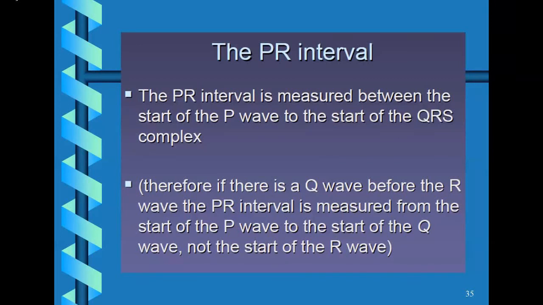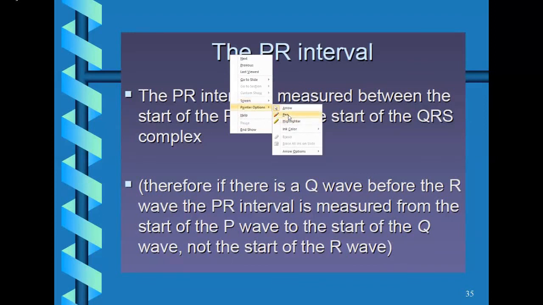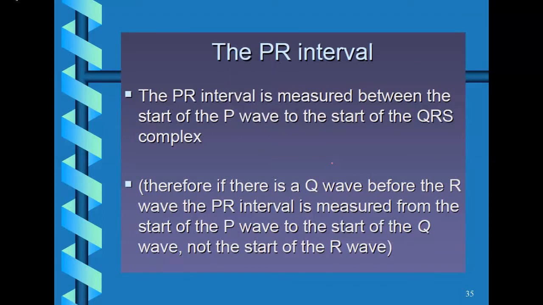So the PR interval is measured from the start of the P to the start of the QRS. Okay. Therefore, if there is a Q wave before the R wave, the PR interval is measured from the start of the P wave to the start of the Q wave, but not the start of the R wave. So this is complicated. Don't just remember PR interval as between the start of P to the start of QRS.